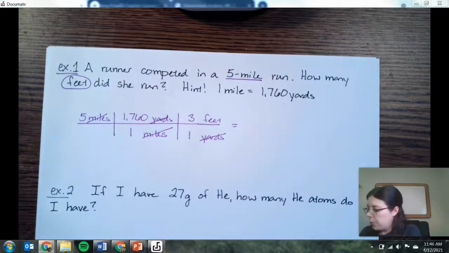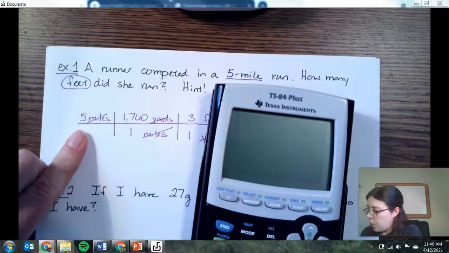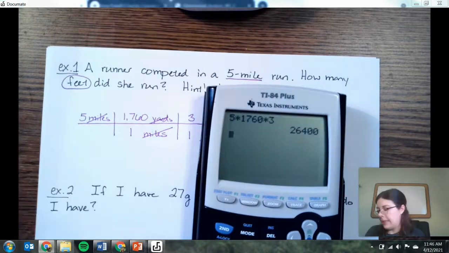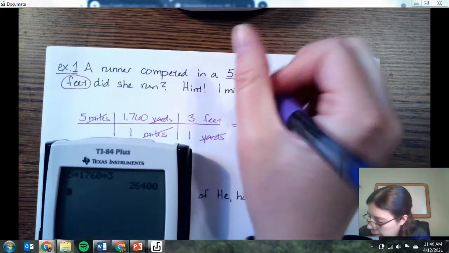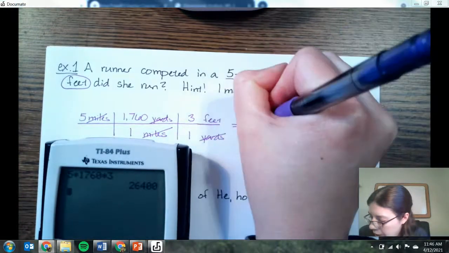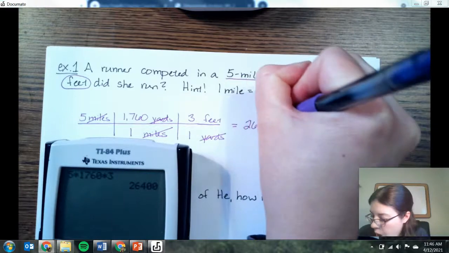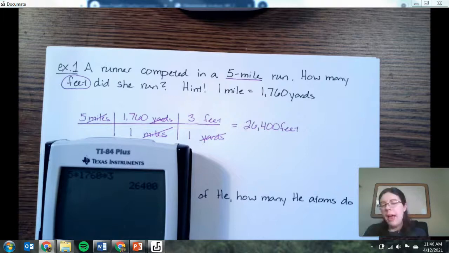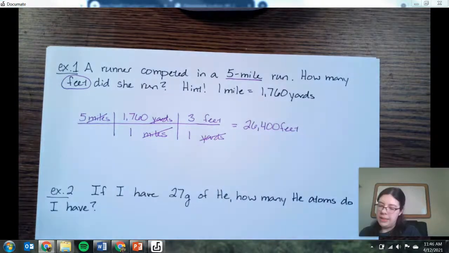Okay, so we're going to take 5 times 1,760 and then times 3. Since I just have ones on the bottom, I don't need to actually divide by anything in this case. So this runner traveled 26,400 feet when they ran that 5-mile run. However, we do need to still think about sig figs.